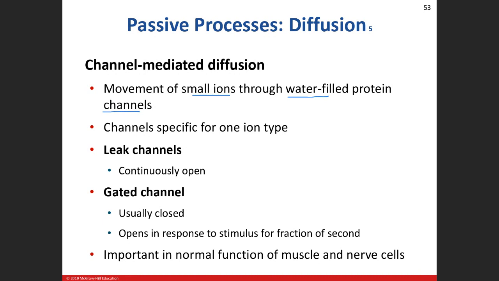When we're dealing with channel-mediated diffusion, you need to understand this. Channels are specific to one type of ion, for example, sodium. Potassium can't go through a sodium channel because it's not made for sodium. You have calcium channels, chloride channels. You cannot get another type of ion to go through a sodium channel. Chloride cannot go through a sodium channel. Calcium cannot go through a chloride channel. It has to have its own channel that's made specifically for it.